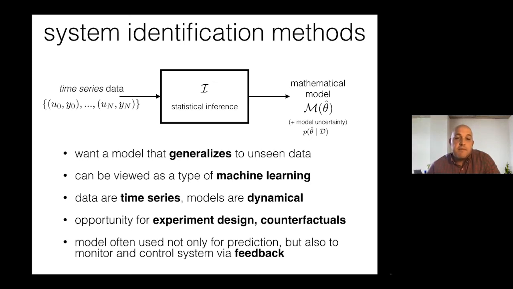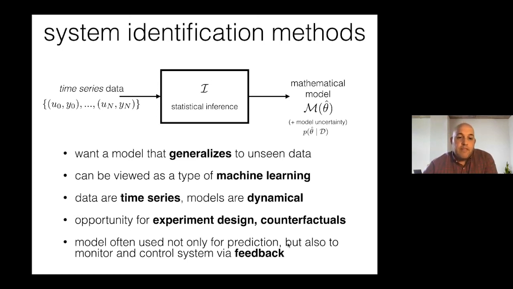We can view this as a type of machine learning, but the special thing about system identification is that the data are time series, and the models are these dynamical models that I described on the last page. Another way that this distinguishes from other types of statistical estimation is that it gives an opportunity for experiment design. Some of the inputs are things that we might be able to control. We might be able to decide how to apply certain inputs to the system. And this leads to interesting questions about how I can design the input signal so that I make the best estimate of whatever model I'm trying to estimate for the system.